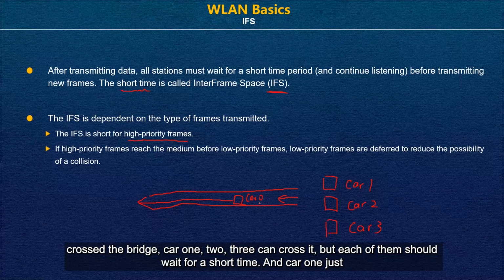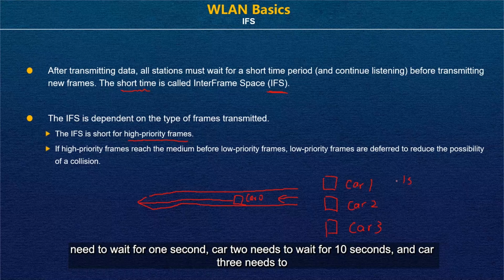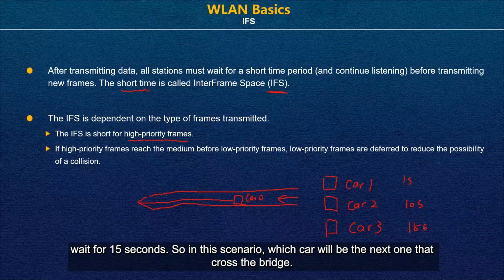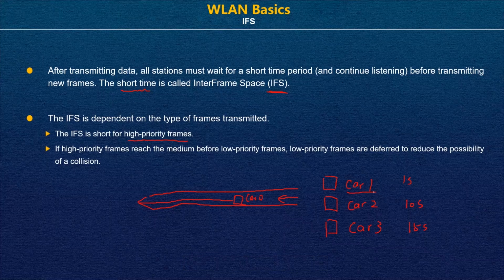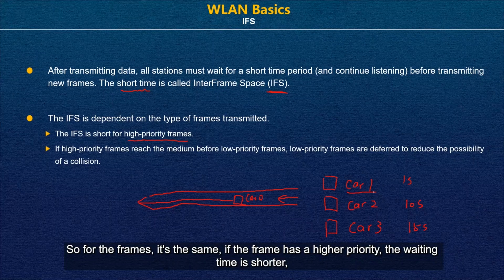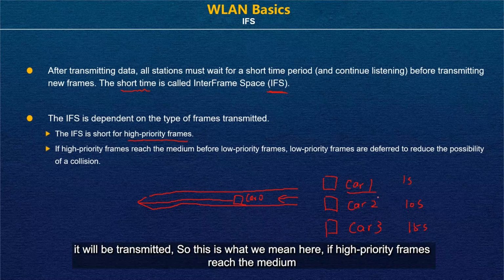But each of them should wait for a short time. Car 1 just needs to wait for 1 second. Car 2 needs to wait for 10 seconds. And car 3 needs to wait for 15 seconds. So in this scenario, which car will be the next one that crosses the bridge? Obviously, it will be car 1, right? So for the frames, it's the same. If the frame has a higher priority, the wait is shorter. It will be transmitted. Okay.